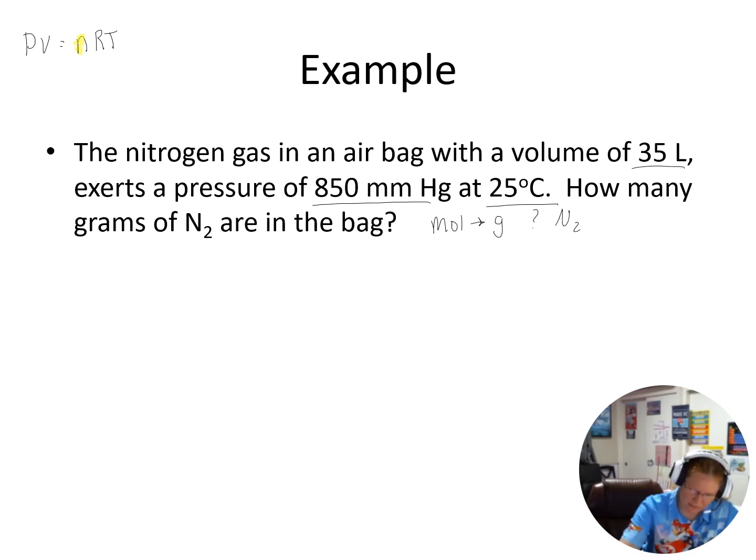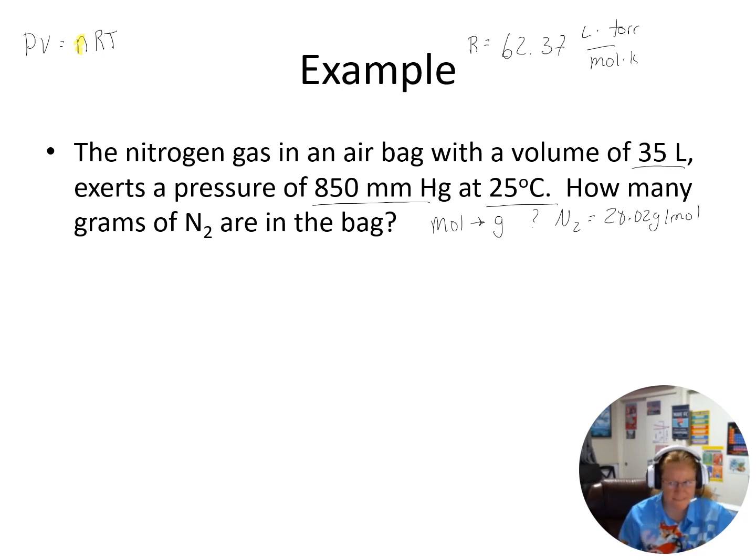And so if we know moles, can you do moles to grams? Yeah, with the molar mass. So nitrogen is 28.02 grams per mole. Okay? So this one, we've got millimeters of mercury. So this is where you will want to use the 62.37 liter torr per mole Kelvin R. So remember, millimeters of mercury and torr, same unit.